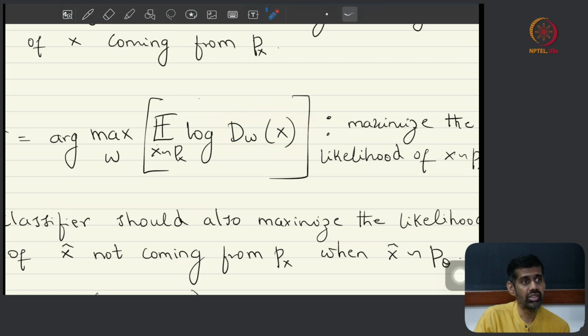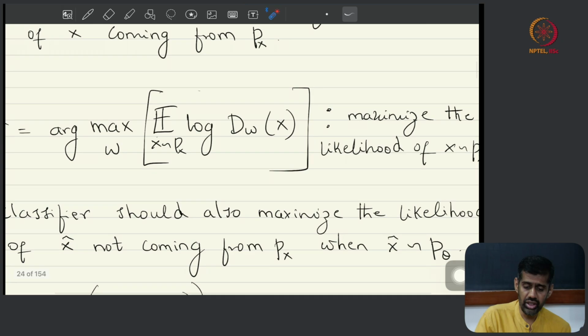dW(x) is the likelihood of X coming from Px. Log of that is the log likelihood, and I want to maximize that over W, given that I take an expectation over all samples that are from Px. So this is the average, or the expected, log likelihood of X coming from Px modeled with dW. Do you see this? This term now is the expected log likelihood of the sample X coming from Px. All of you with me?